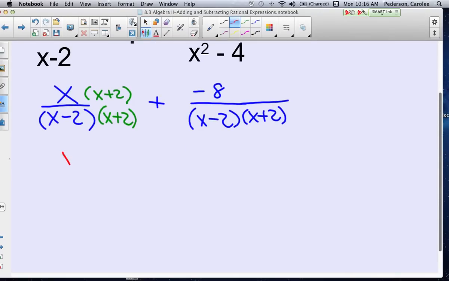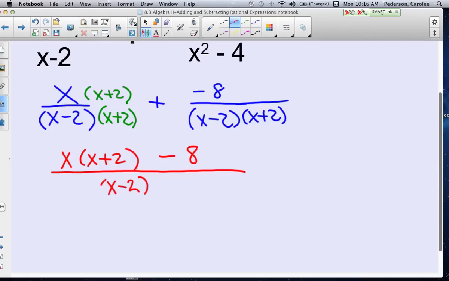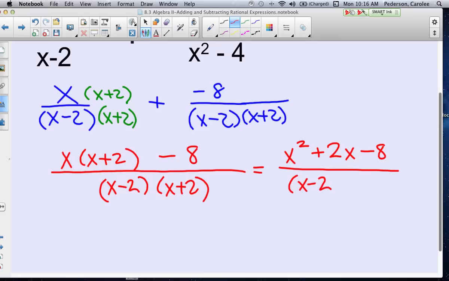So I have x plus 2, and then this is a plus minus, so I'll just turn that to a minus 8, over my least common denominator of x minus 2, x plus 2. Again, I can only add fractions if they have exactly the same denominator. So now I'm just going to clean up that numerator. I'm going to distribute the x through, so it's x squared plus 2x minus 8 over x minus 2, x plus 2.